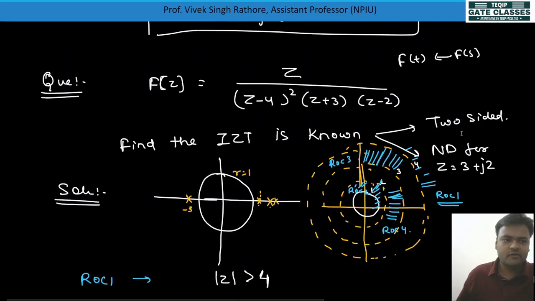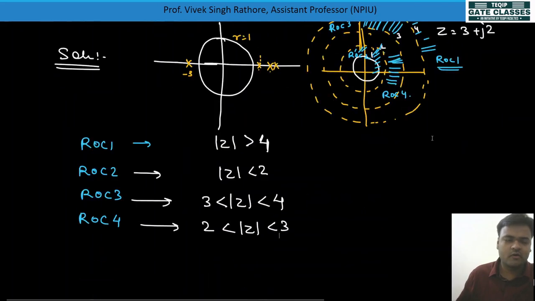See, first of all, we know that its inverse Z transform is two-sided. So obviously this cannot happen. So maybe this condition can be satisfied or this condition can be satisfied. So see this or this value.